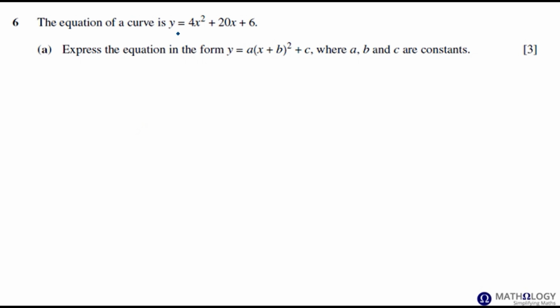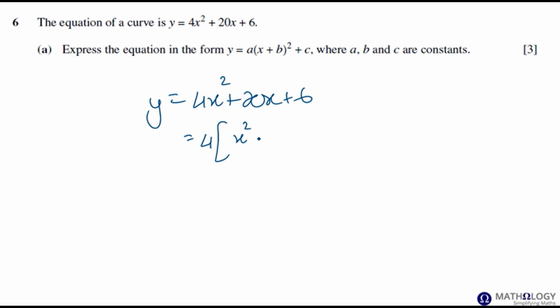Question 6. The equation of a curve is given by y equals 4x squared plus 20x plus 6. Express the equation in this form, which is turning point form, or completing the square form, where a, b, and c are constants. So y equals 4x squared plus 20x plus 6. The first thing we always do when completing the square is ensure the coefficient of x squared is 1. The coefficient of x squared is 4, so we divide every term by 4. 4 times x squared plus 5x plus 6 over 4, which is 3 over 2.